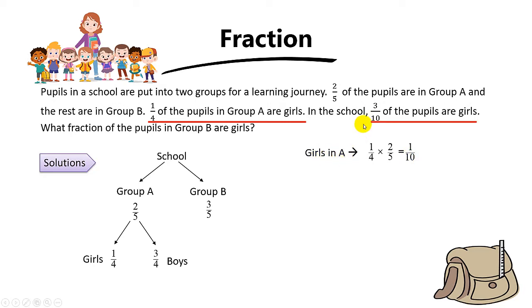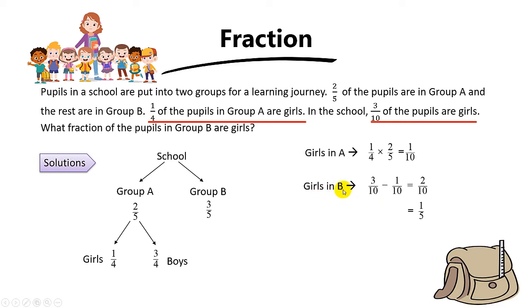Now, the question also says that 3 out of 10 of the total students are girls. So to find the fraction of girls who are from group B, you take the total fraction of the pupils who are girls, minus away the fraction of the pupils who are girls from group A. So you take this minus this, you get 2 out of 10, and this can be simplified to 1 out of 5. Do you understand? So in other words, 1 out of 5 of the total pupils are girls from group B.